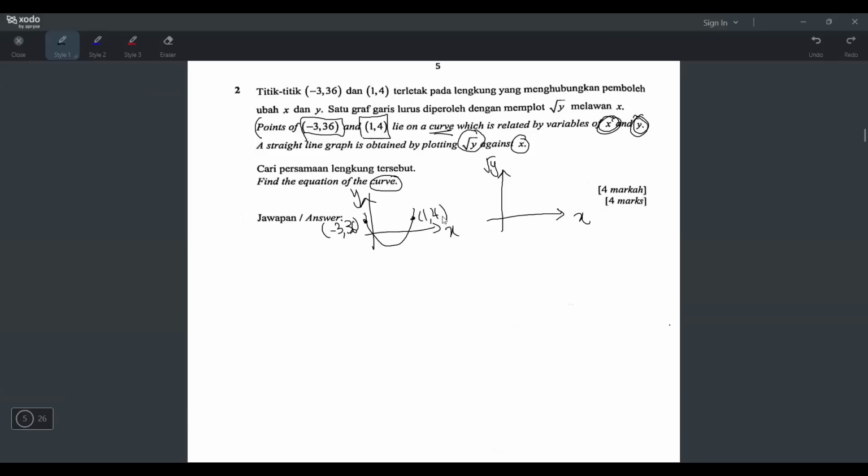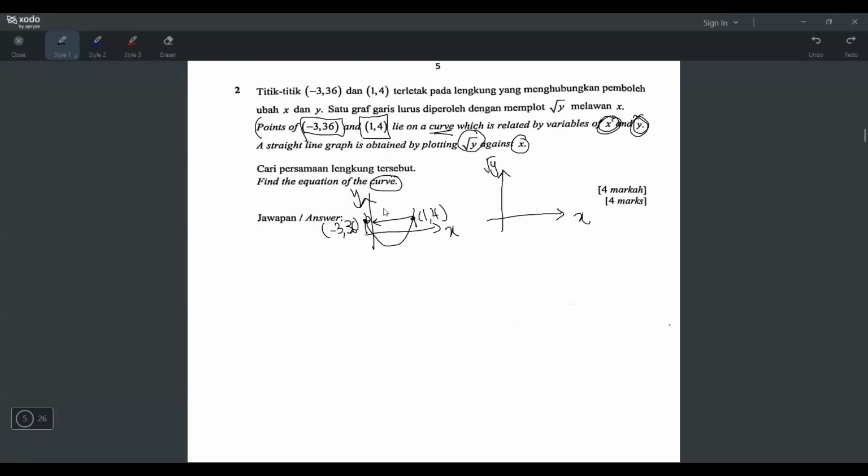Okay, I know some of you will say, sir, there's no logic. If here is negative 3, 36, how can this be 1, 4? The point with 36 should be higher, right? Because this point's y coordinate is 36, so the height must be higher, right? Okay, I told you already, it's just a drawing. We draw it just for us to understand. It doesn't have to be accurate. The question never asks you to sketch, man.